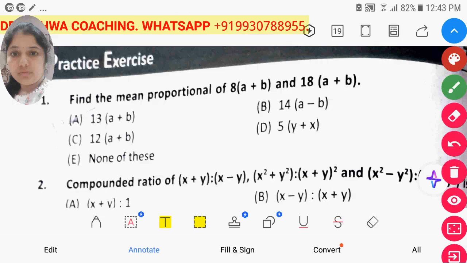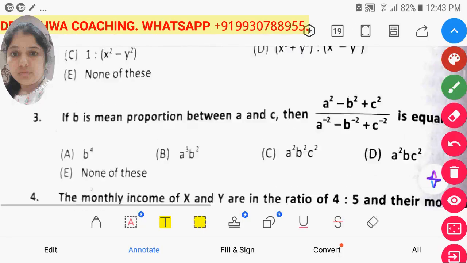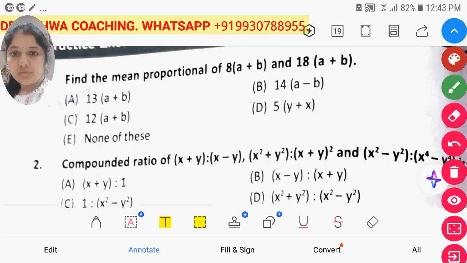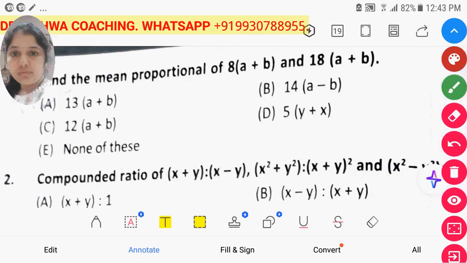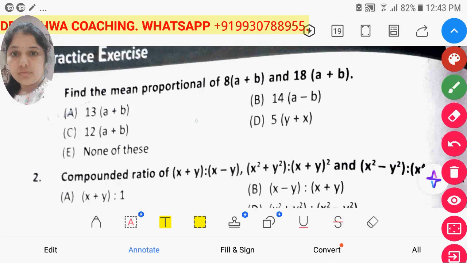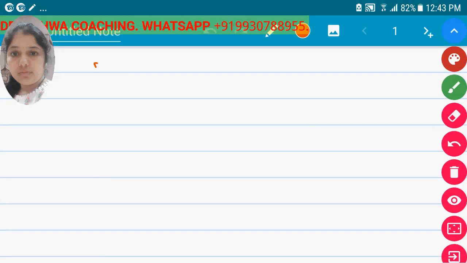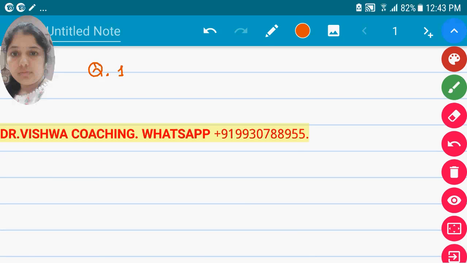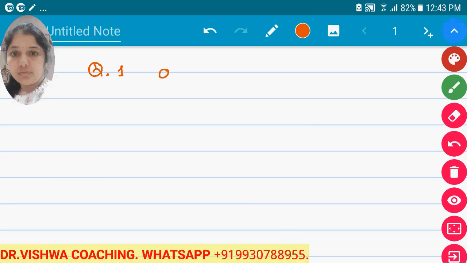Okay, now we'll move to the practice exercise, because the solved examples you can have a look at the way they were solved, but we will solve the main practice exercise. Now see, we have to find the mean proportional of these two numbers. Assume these two numbers as A and C, and we have to find the value for B. So how to solve this? Question number 1: we have to find the mean proportional of the two numbers, 8 into (a plus b) and 18 into (a plus b).